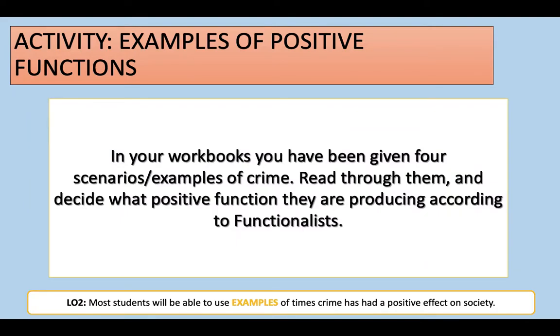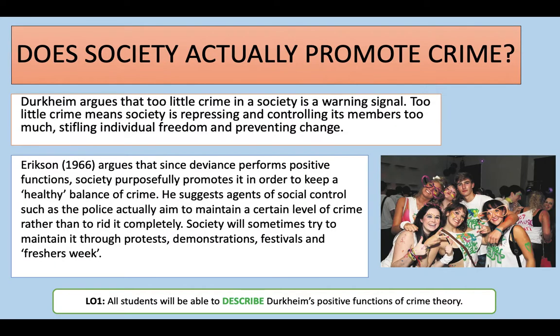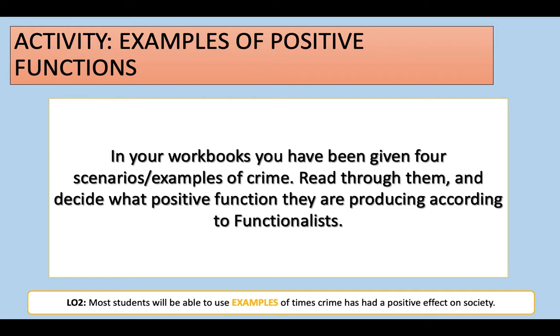So, examples of positive functions. In your folders or your books, you have been given four scenarios, examples of crime. Sorry, it will be on Google Classroom. So, read them through and decide what positive function they are producing according to Functionalists. So, this example I gave you about prostitution, for example, from Davis, is a wild example, but I want you to be able to think outside of the box, okay? Pause this video, get that done for me, please.